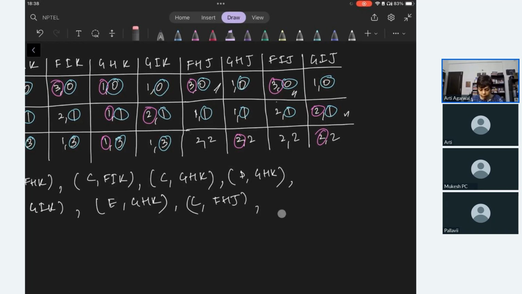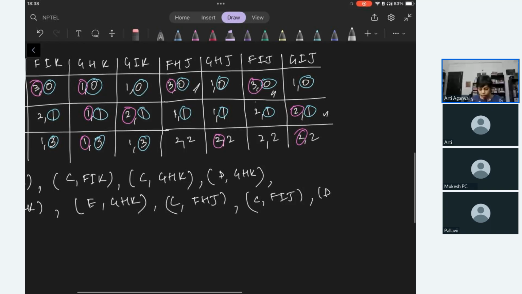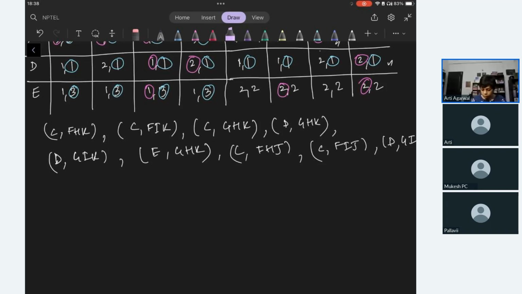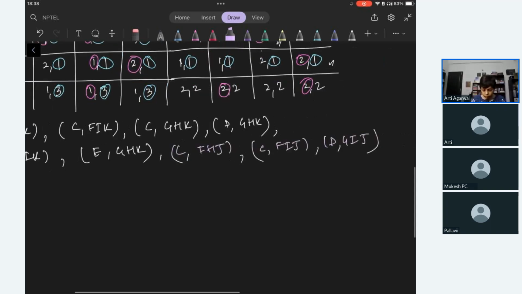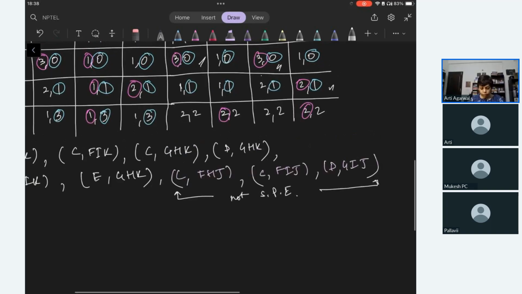C, F, I, J. And there's one more, I think, D, G, I, J. Okay, so these last three are not subgame perfect. This part, I hope, is clear now.